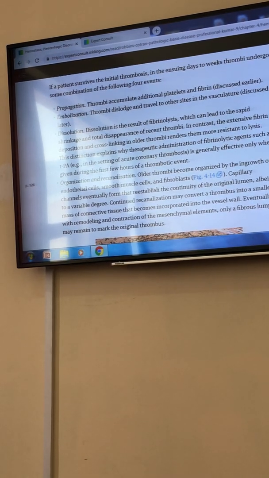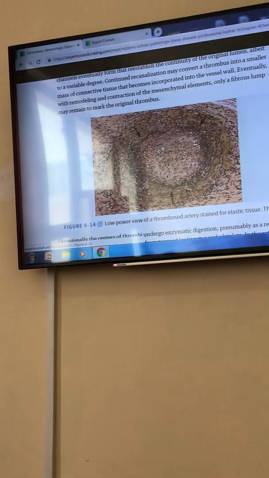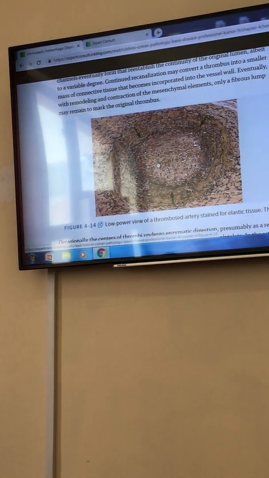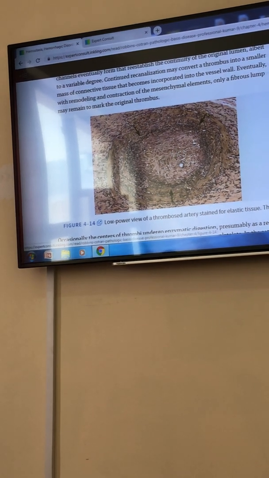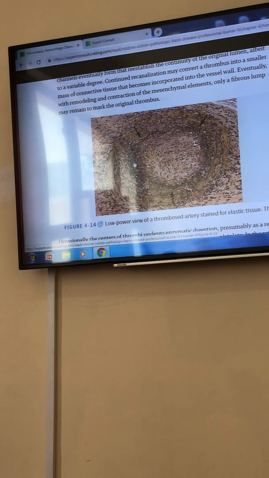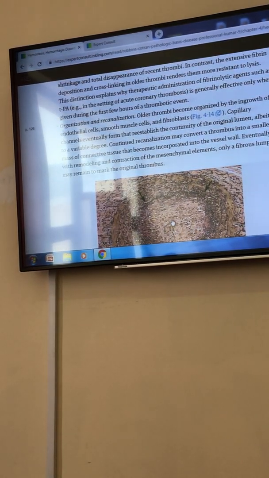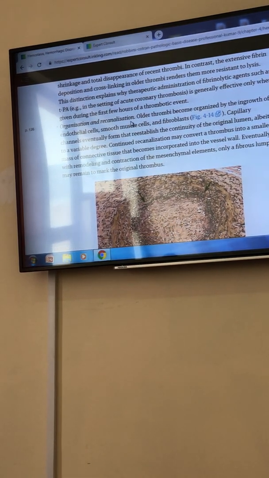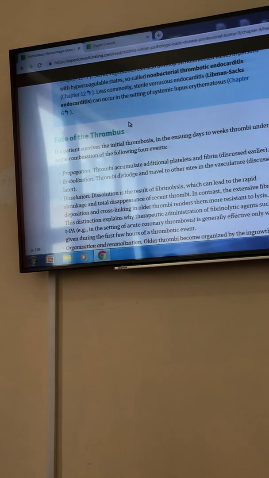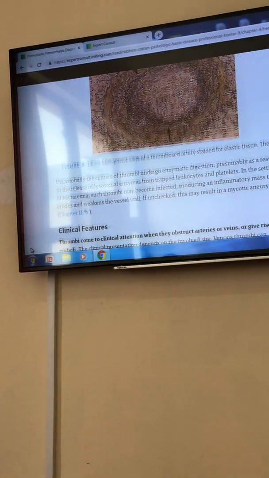In older thrombi, the inner side of the thrombus can become cellular. These cells are composed of smooth muscle cells, macrophages, and fibroblasts, and this is called organization of thrombosis. Sometimes a canal also develops at the center, called recanalization. So one of the end results of a thrombus is organization and recanalization.